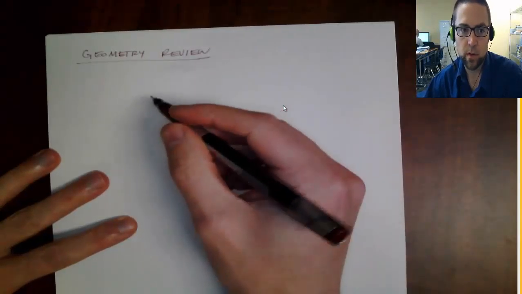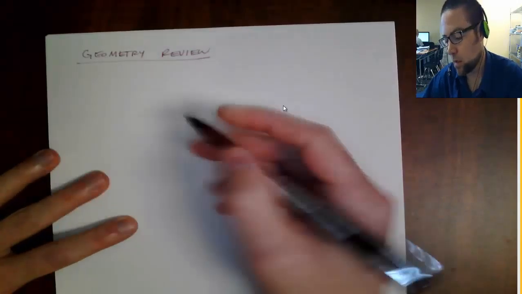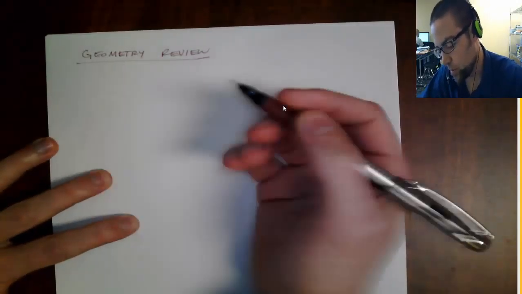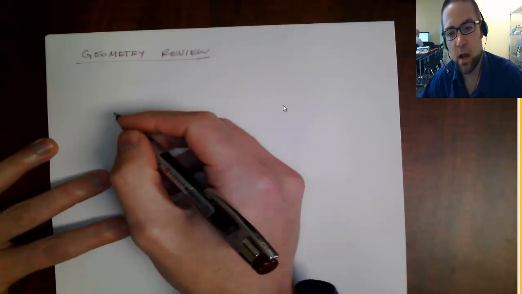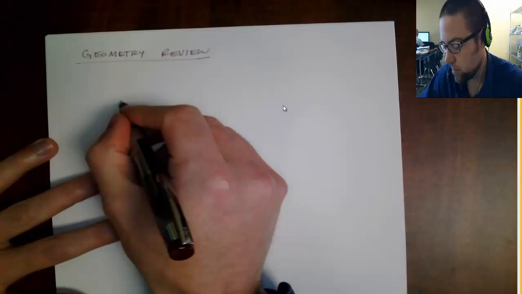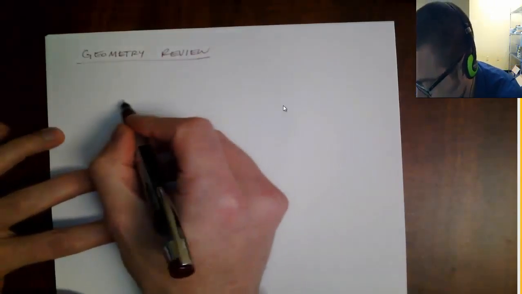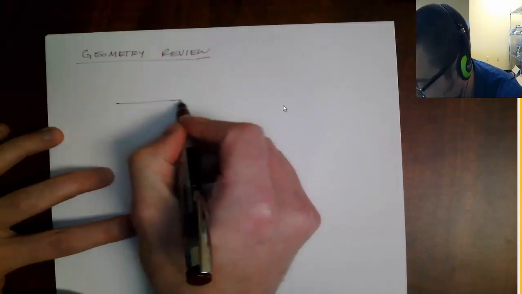Okay, I just wanted to do a quick geometry review. A lot of students come to me and they have forgotten over some time what the perimeter of a rectangle is and the area, and what the perimeter of a triangle and the area of a triangle are. So I just want to talk about those for a second. First up, a rectangle.